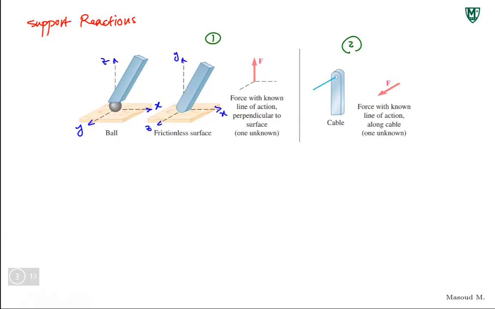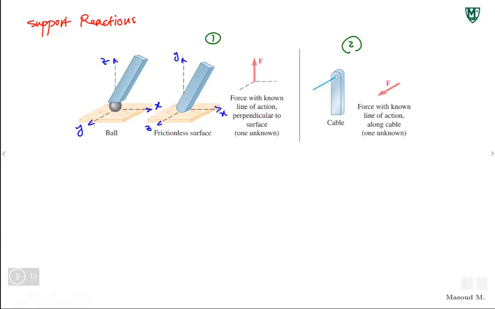Now the second type is a cable. And the same story as cable in 2-dimensional space. So whenever you have a cable or a chain or thread, something that is holding part of the structure, the force you're going to have is going to be in the same direction as that thread or chain or cable. So you know the direction. The force is a force with a known line of action. The only thing you don't know is the magnitude. So one unknown again.